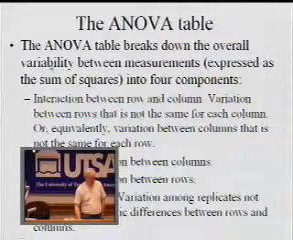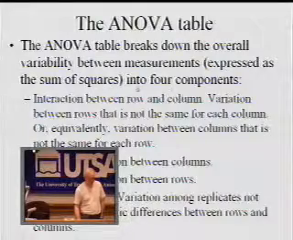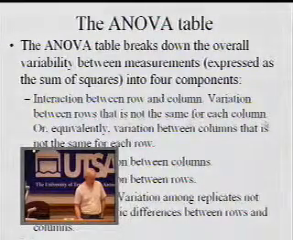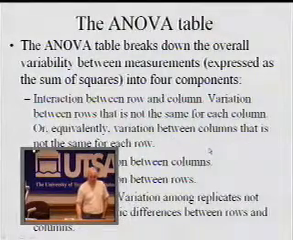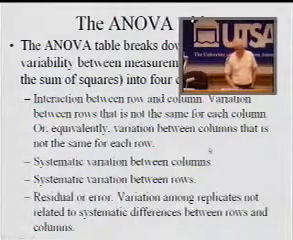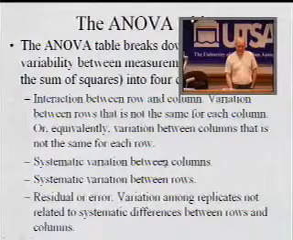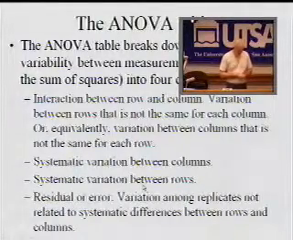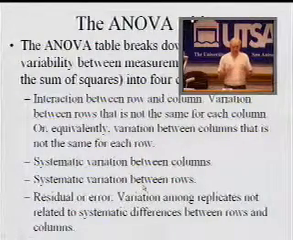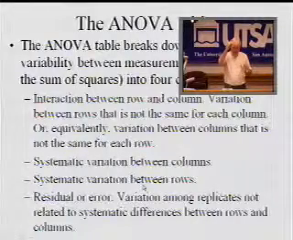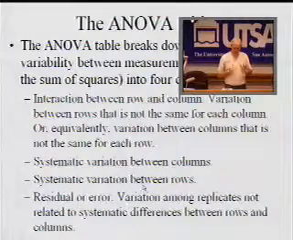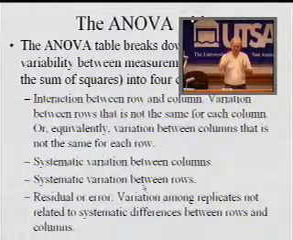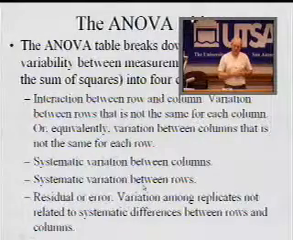So the ANOVA table breaks down the overall variability between the measurements expressed as the sum of squares into the 4 components. Interaction, the between row and column, variation between rows that is not the same for each column, or equivalently, the variation between columns that is not the same for each row. And then there's a systematic variation between the columns, a systematic variation between the rows, and again, what we're beginning to evaluate here, it may not come out that clearly, but we can picture our data table. We must have a source of variation across the levels. We must have a feeling for the estimation of variation within each cell that must be minimal compared to the variation we get across the levels of each of our treatment factors.